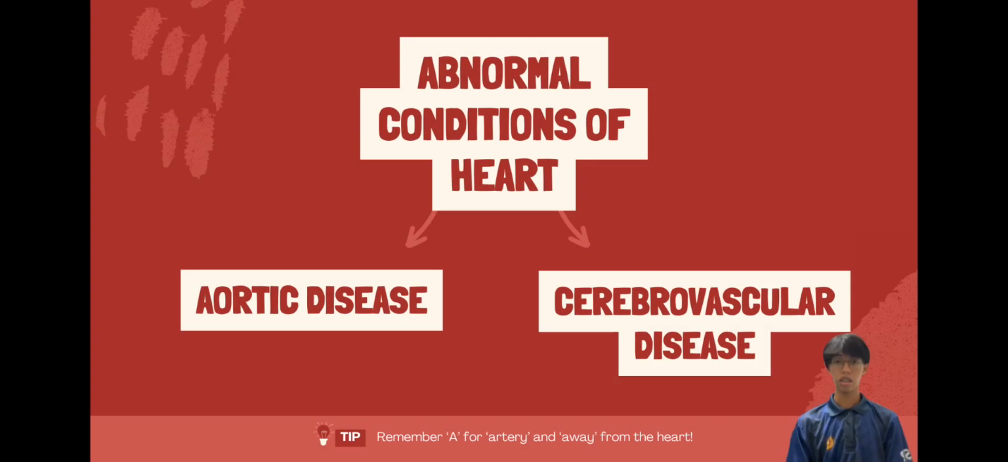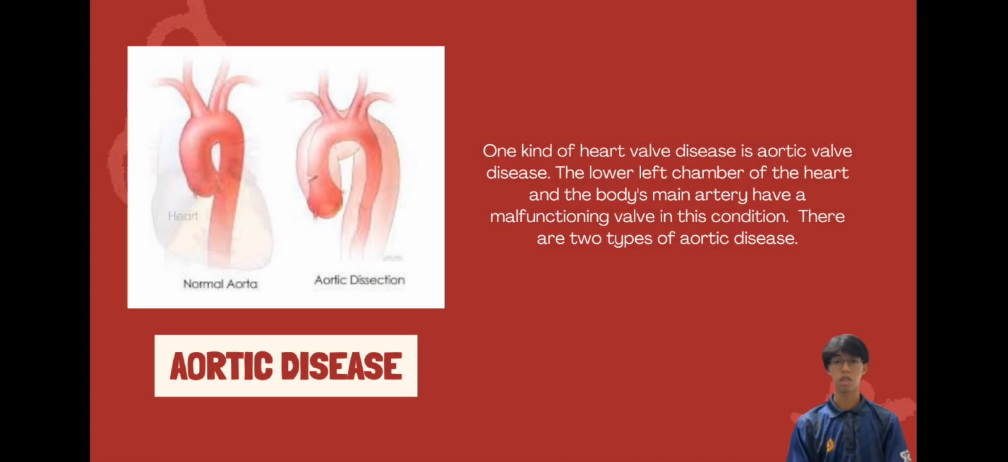Thank you. Next, I, Muhammad Firdaus bin Muhammad Khairi, am going to talk about abnormal conditions of the heart. First one is aortic disease. Aortic disease is a type of heart valve disease. In this condition, the valve between the lower left heart chamber and the body's main artery doesn't work properly.